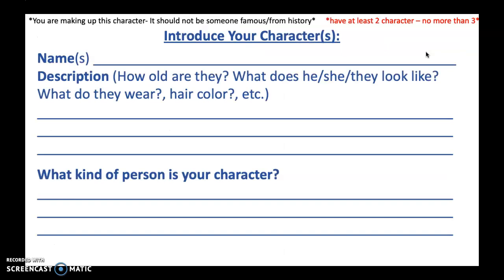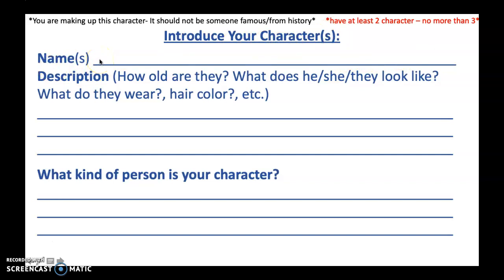We're also working on characters. So remember, you're making up this character. It shouldn't be anyone famous or from history. You're making up your character. Remember to have at least 2 characters, but no more than 3. When you introduce your characters, make sure you tell their names.